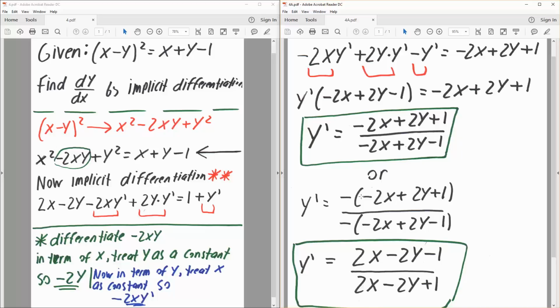Or you can even write it where we put a negative here, and so we're just going to distribute a negative and a negative. So a negative 1 divided by a negative 1 is still 1. So it's just another form. So we could also say (2x - 2y - 1) divided by (2x - 2y + 1). This right here and this right here are both identical. And that's all we need to do to calculate implicit differentiation.